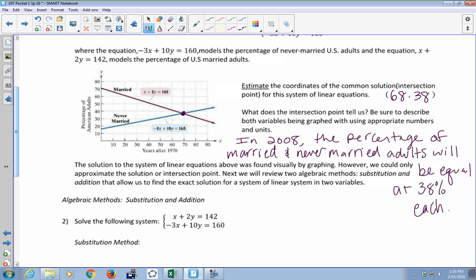Yep, divorcees. So never married versus married, there is another class of people who have been married but are no longer, right? So that's why it doesn't add up to 100%. No, because we're measuring x in years since 1970. Oh, 68, you're right. I added 38, which was the y coordinate. Thank you. Yeah, I've got to add 68 to 1970, which is 2038. Thank you.